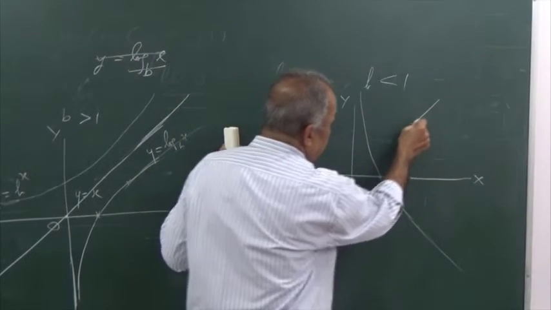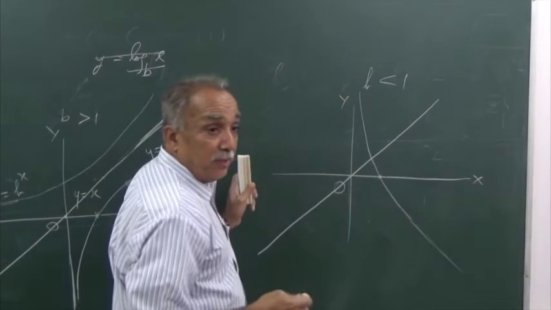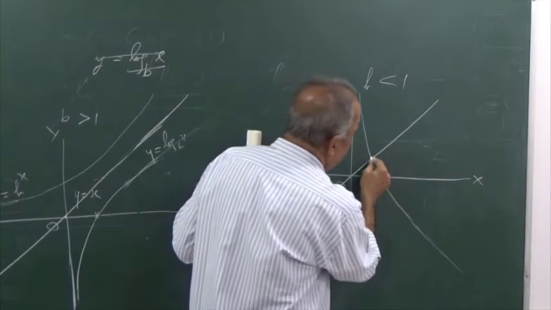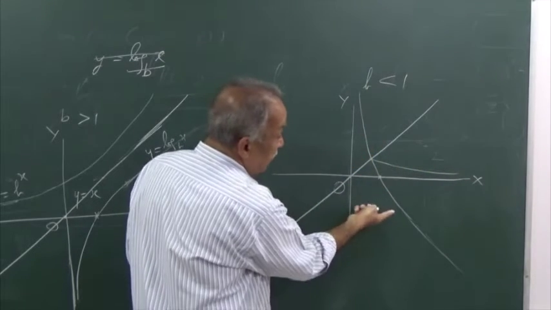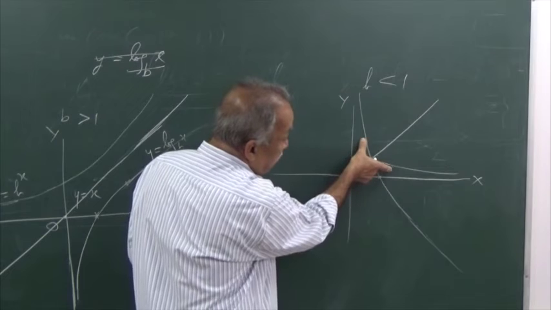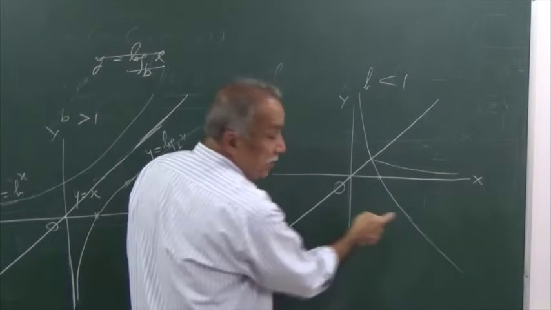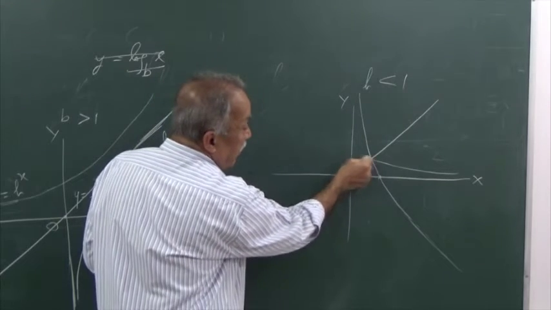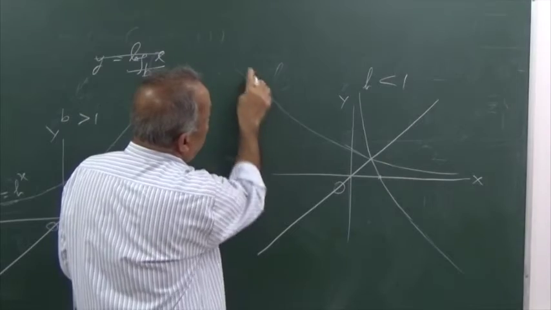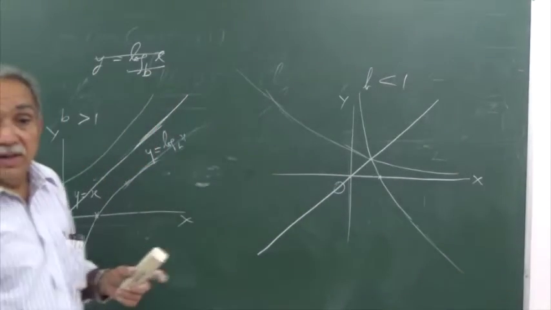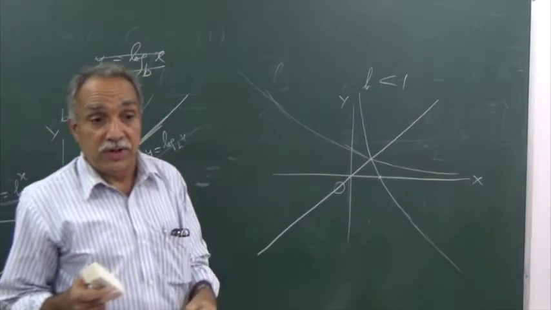This is the line y equal to x, and reflection of this curve about this line will be reflection of this portion, then reflection of this portion. This portion I got reflected. Now I have to reflect this part. What will be that? Something like this. The two will be exact reflections of each other about the line y equal to x.